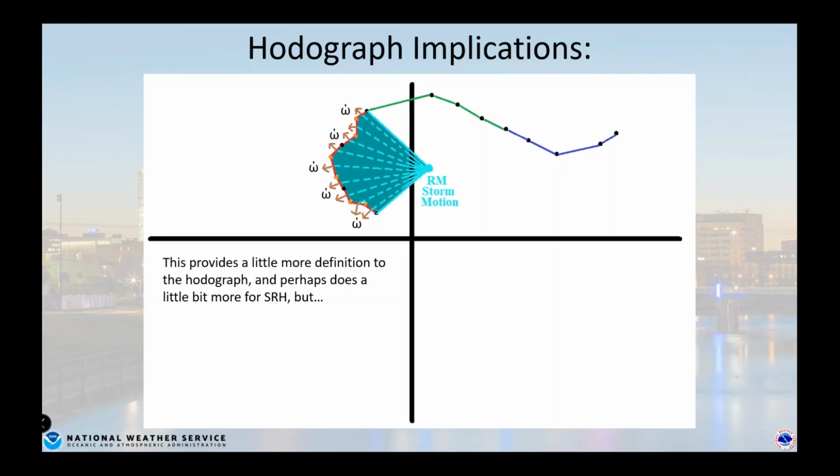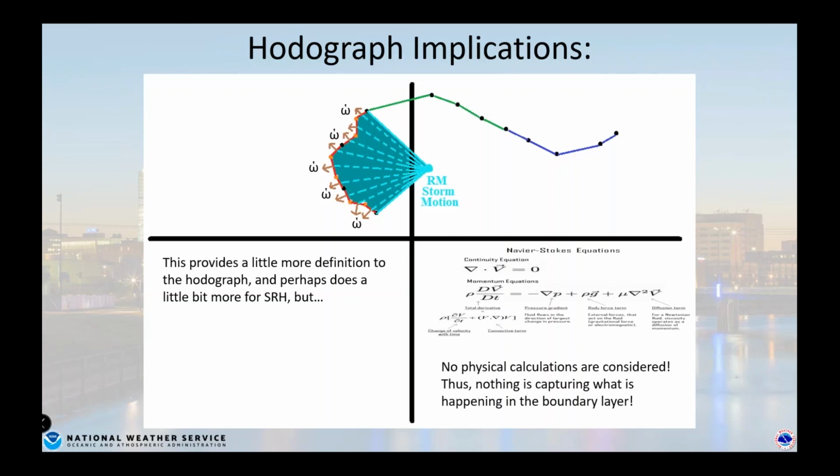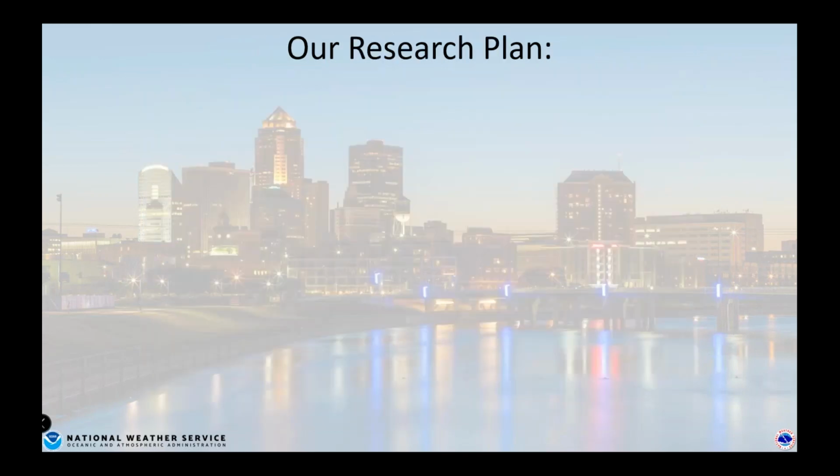But the one thing to keep in mind is that if we're assuming a log wind profile in the boundary layer, we're not necessarily explicitly calculating the wind at each grid point. So we're ignoring our Navier-Stokes equations and everything else to actually physically calculate the wind. We're simply just using a statistical method and saying this is likely what the wind is between the current grid points that we have.